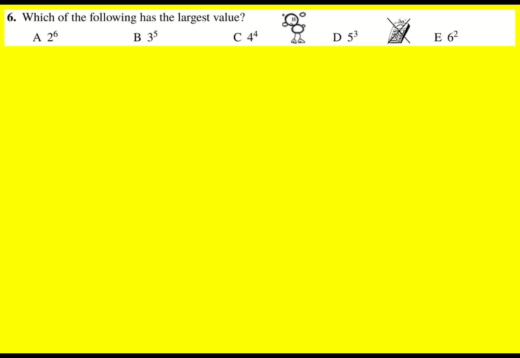One way of doing this question, of course, is to work out each of these. So if I want 2 to the 6, I can just keep timesing by 2. That'll be 2 squared, 2 cubed, 2 to the 4, 2 to the 5, 2 to the 6.